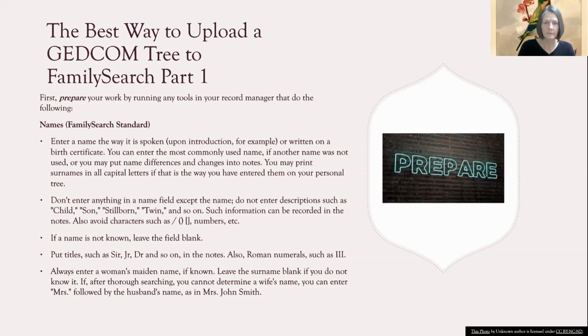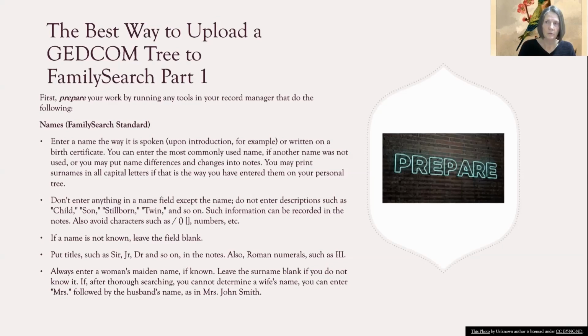Don't enter anything in the name field except for a name, and no descriptions or things like that. You can put that in other places, and never put characters in, like an asterisk, anything like that. Do not put those in the name field, okay? That just complicates matters. If you don't know the name, then just leave the name field blank. You can also put titles in the notes or in other places on FamilySearch. Of course, they have a section for that, and they also have other sections for putting alternate names down.